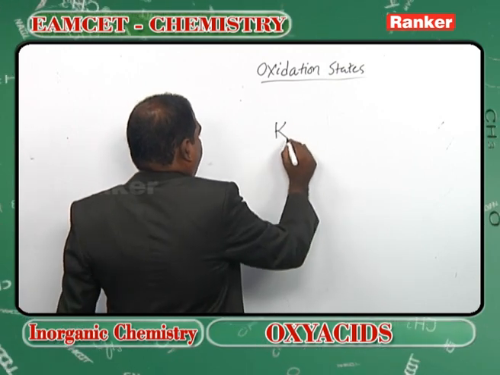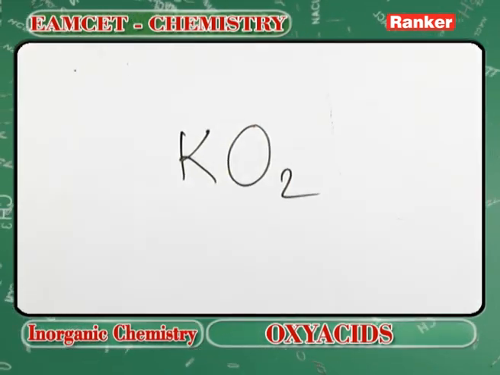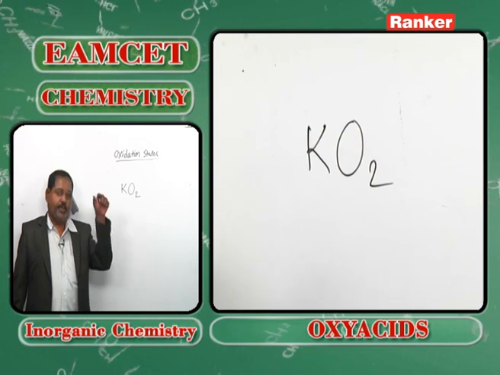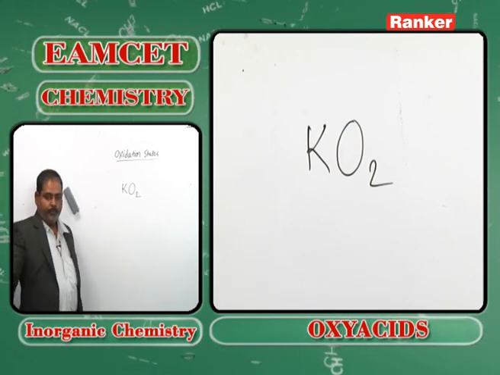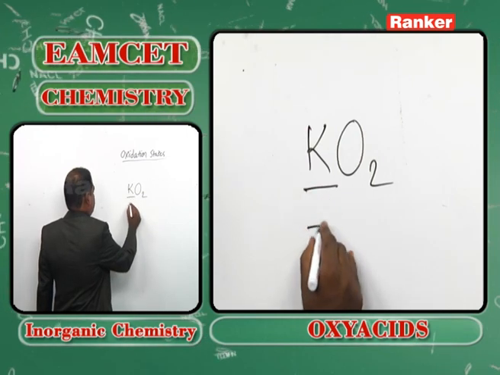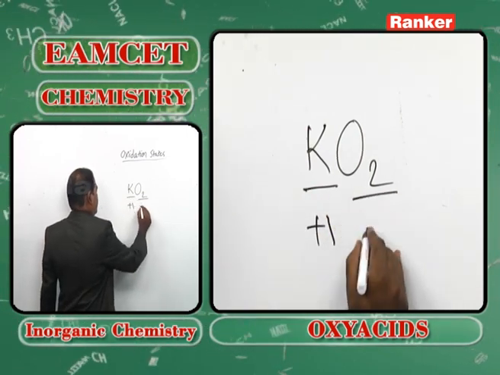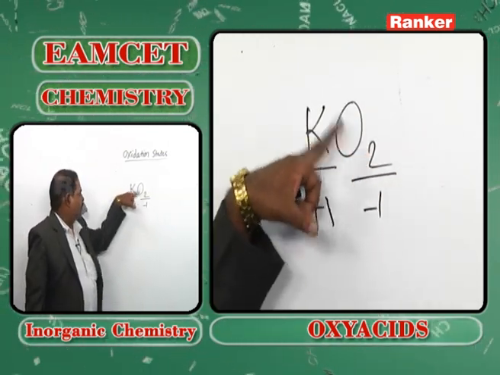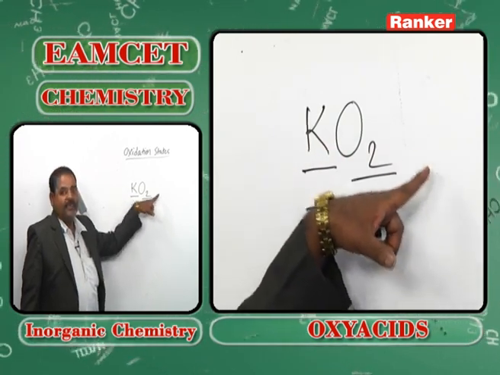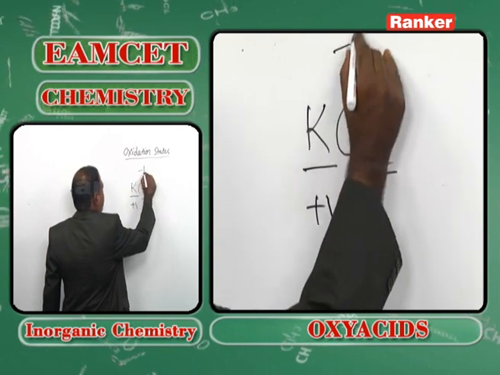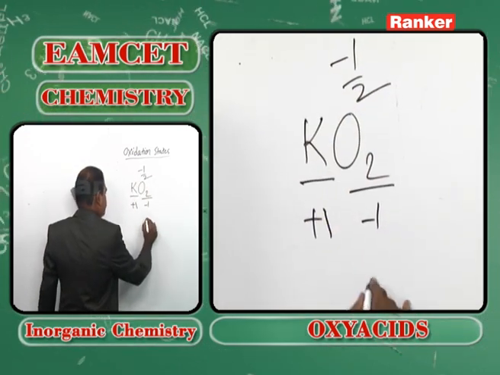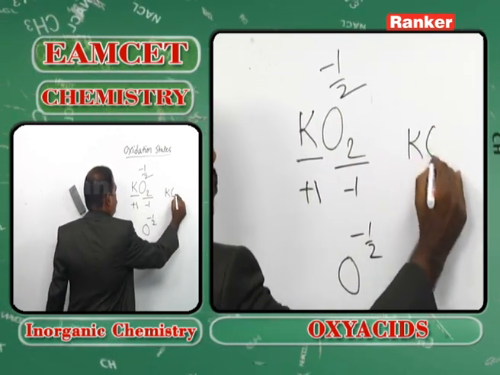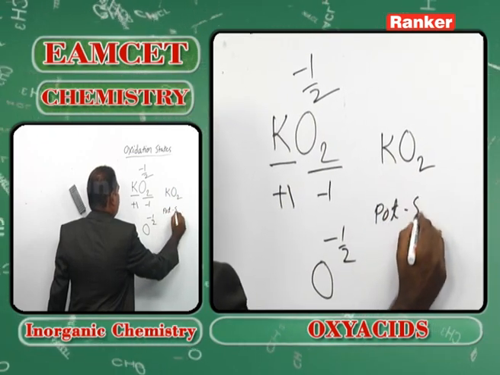Let me look at some examples. What is the name of KO2? Is it potassium oxide, potassium peroxide or potassium superoxide? How will we go about the job? Potassium always has a fixed oxidation state, which is +1. Two oxygens together get -1. You know the total should always be 0. If this is +1, both the oxygens should share -1 to give you a net 0. So, each oxygen gets -half. Oxygen in which you get -half is called a superoxide.